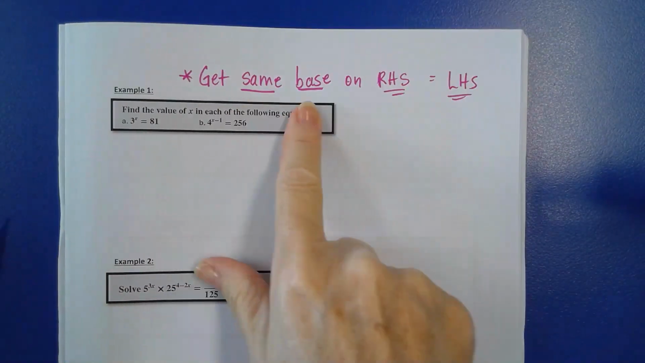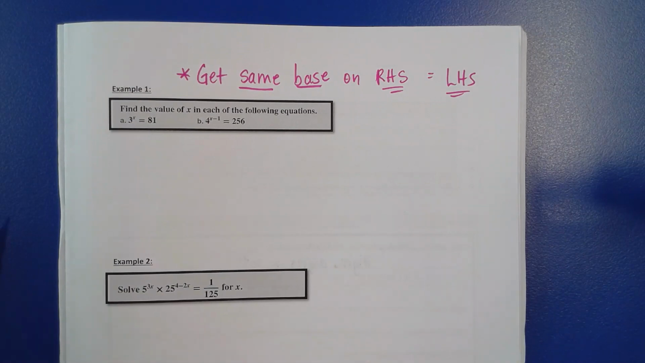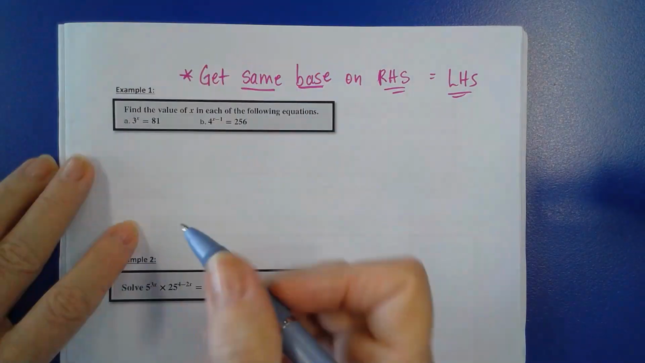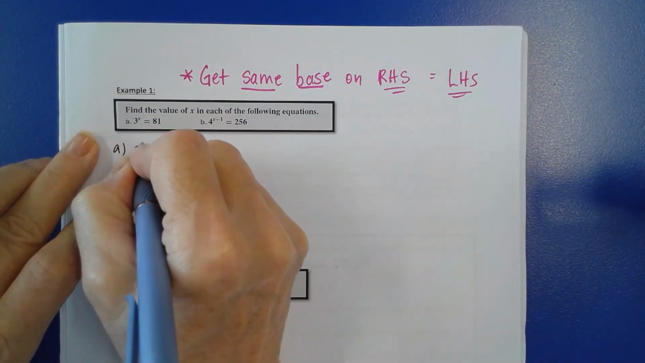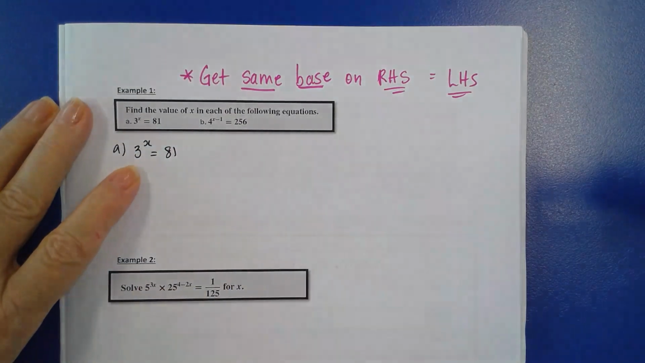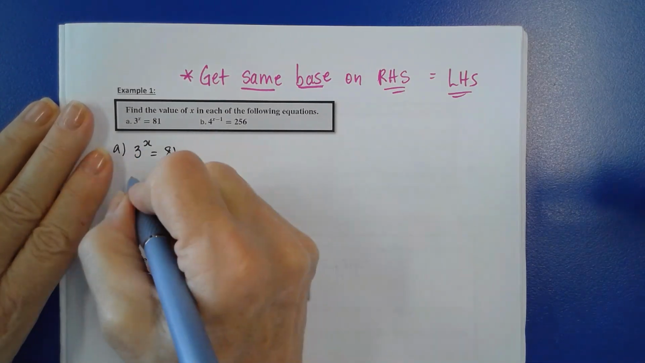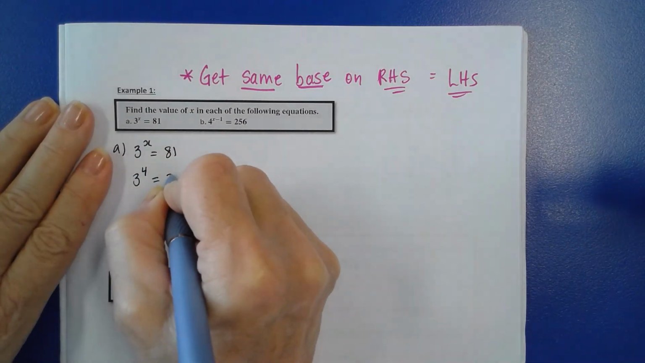We're going to get the same base on the right-hand side and the left-hand side. So for part A, I'm going to look at that one. Get this out of the way. And it says 3 to the x equals 81. Well, 3 is broken down as small as it can. Is 81 3 to the something?